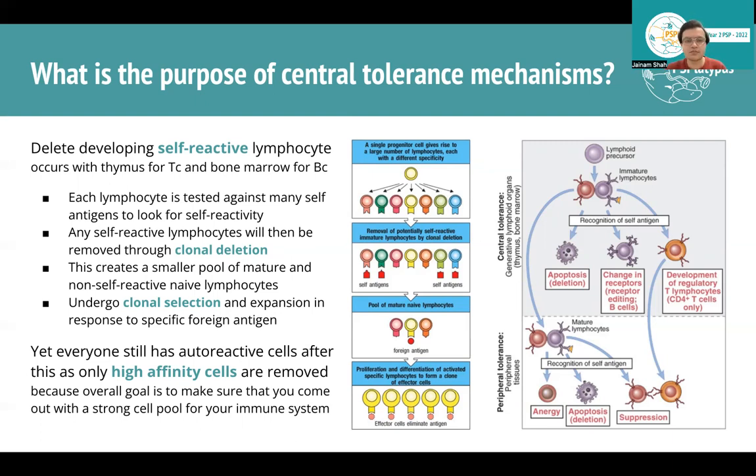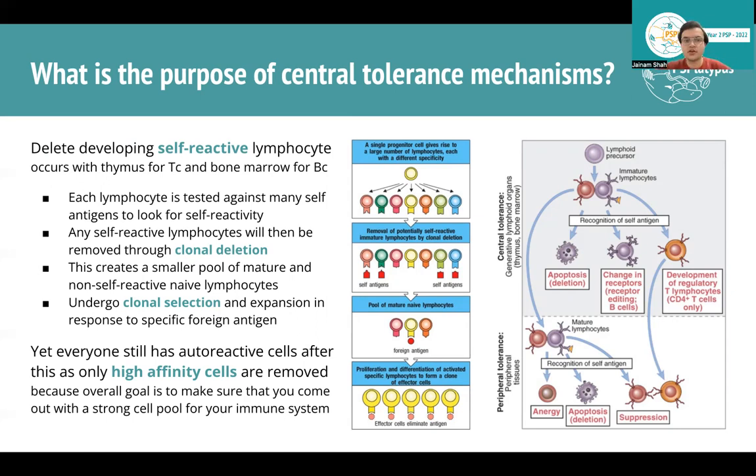What this means is now you have a smaller pool of mature but still non-self-reactive naive lymphocytes. So it's a smaller pool, but it's at least a pool that won't attack itself, right? Or attack the host body. And then all of these will undergo clonal selection. So that smaller pool of individual variable lymphocytes will then mature and then expand off. So they'll keep reproducing until we have a massive pool. And these are the ones that are expected to respond to any antigens that are not present in the body.